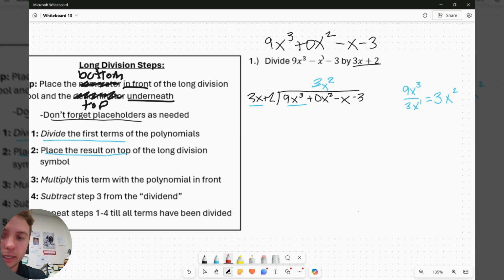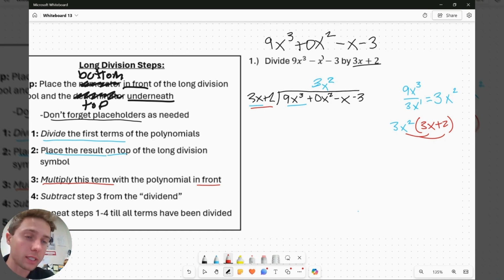Once you do that, the next step says to multiply that term. So we take the 3x squared and we multiply that with whatever was in front. That is the 3x plus 2. We go through that multiplication. We multiply with that entire 3x plus 2. Notice it's in parentheses to show the multiplication. 3 times 3 is 9. x squared times x, add your exponents together. Distribute one more time. We should get 6x squared.